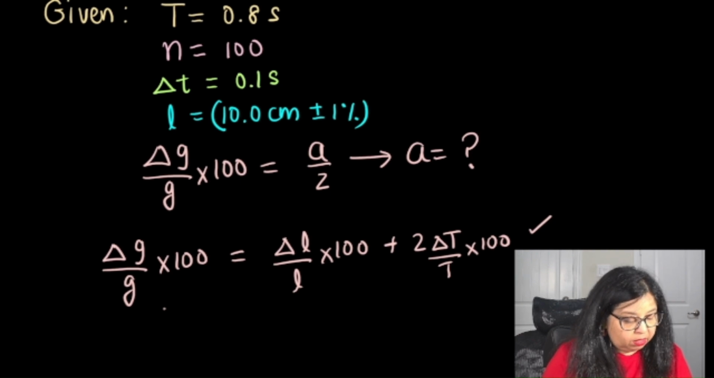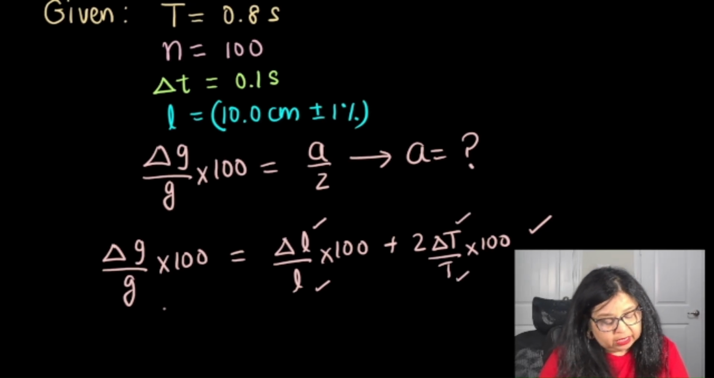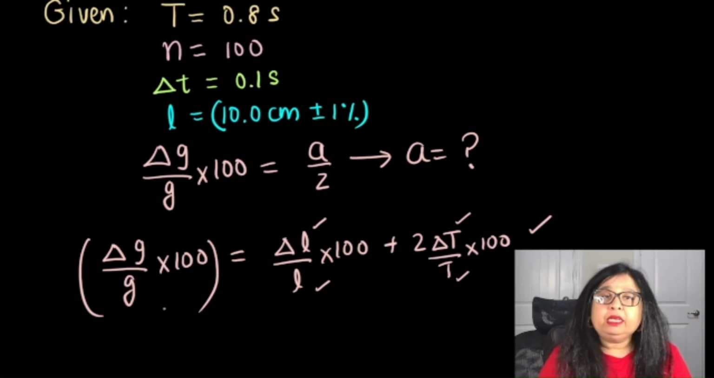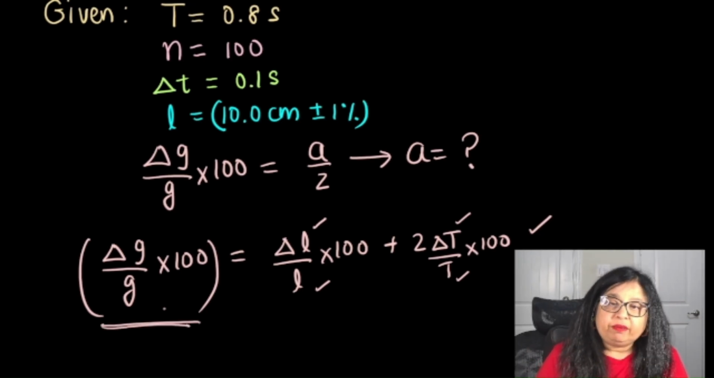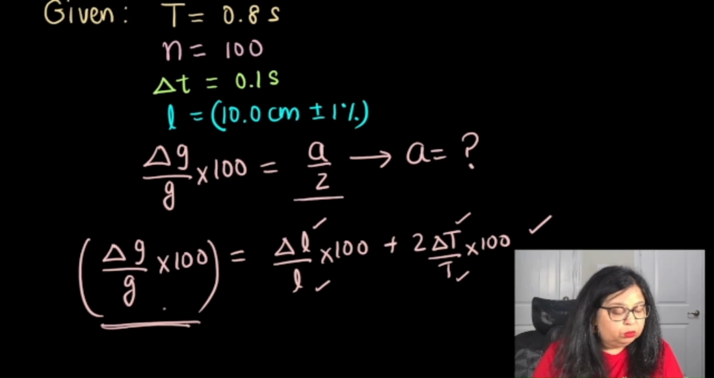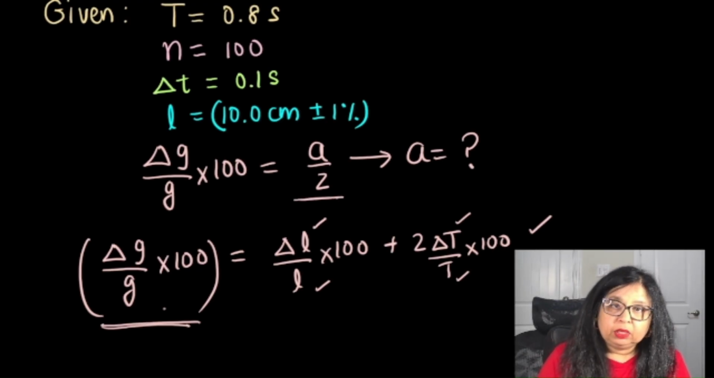Now here, I need the numerical value of delta L, delta uppercase T, and uppercase T to solve for the percentage error in the acceleration due to gravity. Once I know the numerical value of acceleration due to gravity on the left-hand side, I'll set that equal to A over 2. And from there we can solve for A.